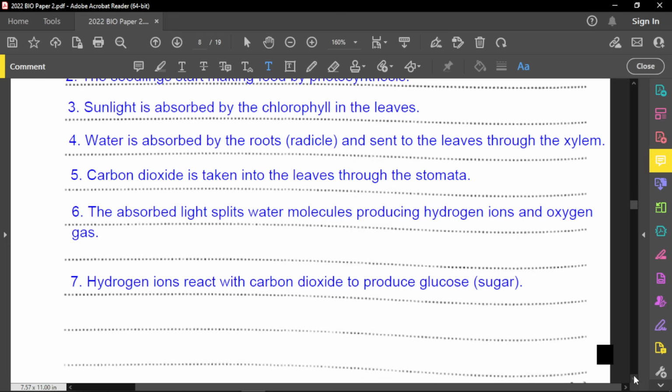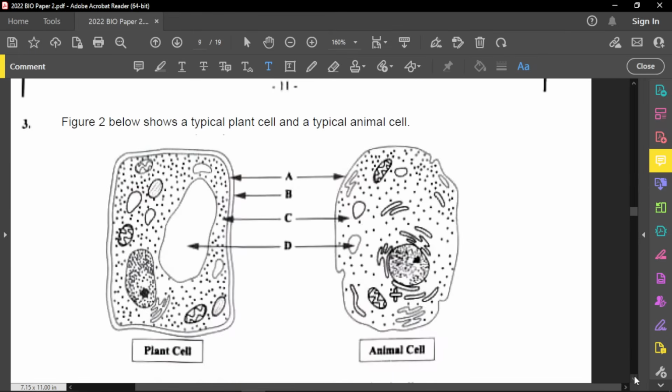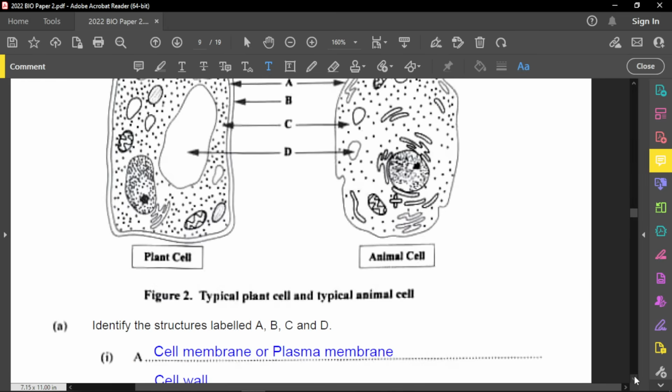All right, so let's jump into the next question. So question number 3 says figure 2 below shows a typical plant cell and a typical animal cell, as you will see from the labelings. And the first thing they ask us is to identify the structures labeled A, B, C, and D.